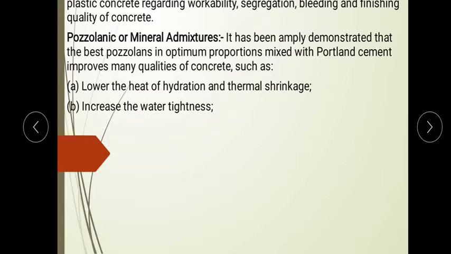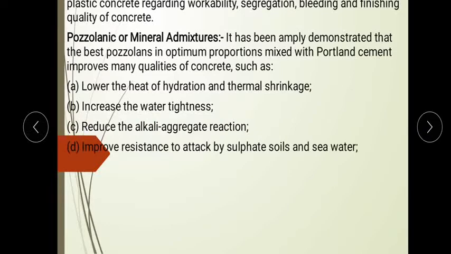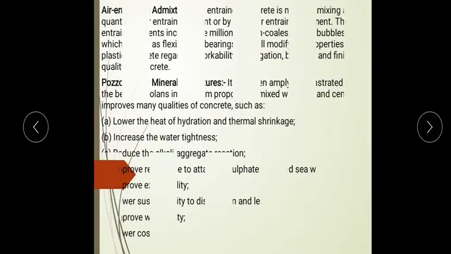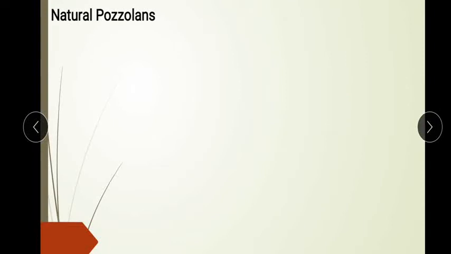That is one of the properties of using pozzolanic or mineral admixtures. They also reduce the alkali aggregate reaction, improve the resistance to attack by sulfate solids and seawater, improve the extensibility, lower the susceptibility to dissolution and leaching, and improve the workability and lower the cost. So by using these mineral or pozzolanic admixtures, we can control the concrete properties.